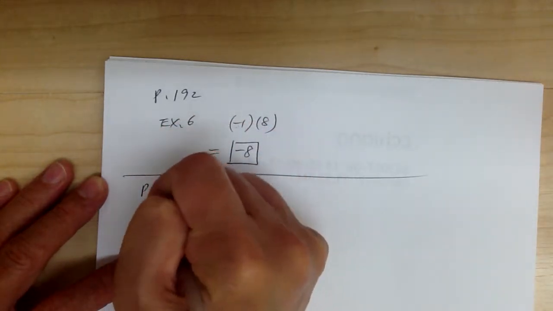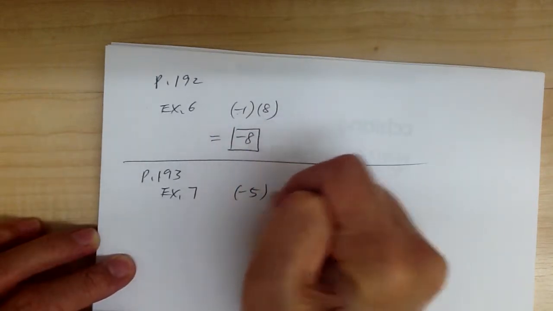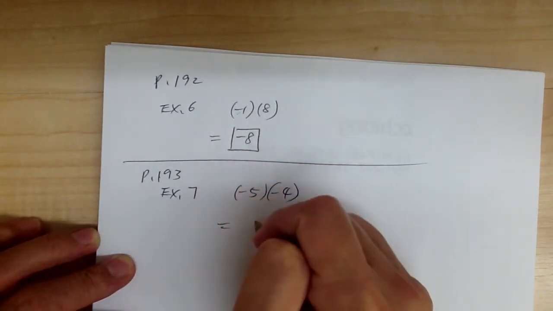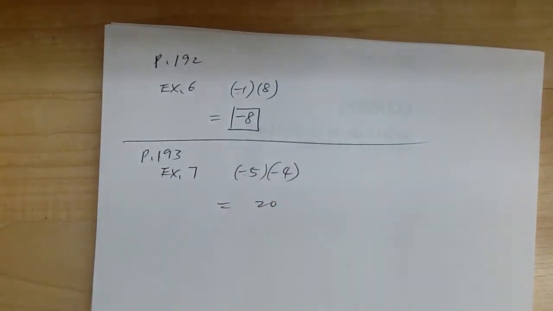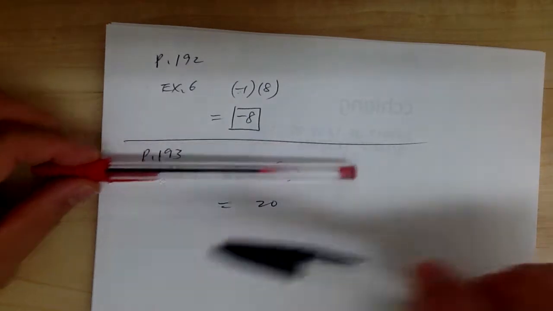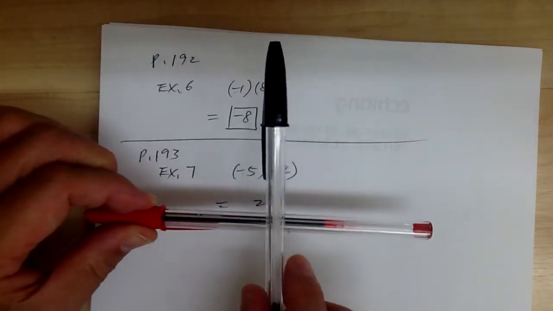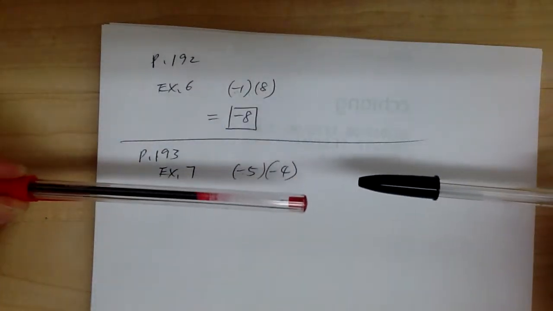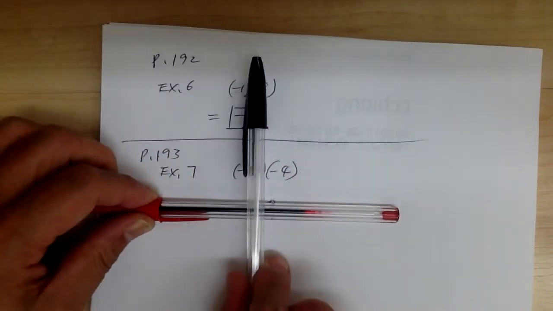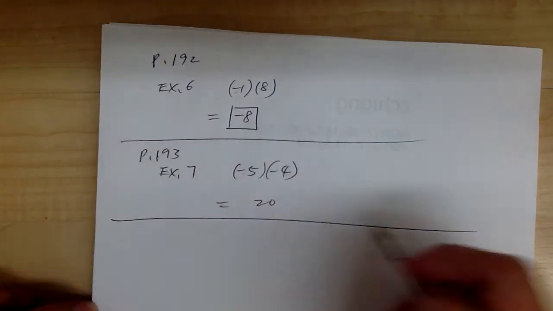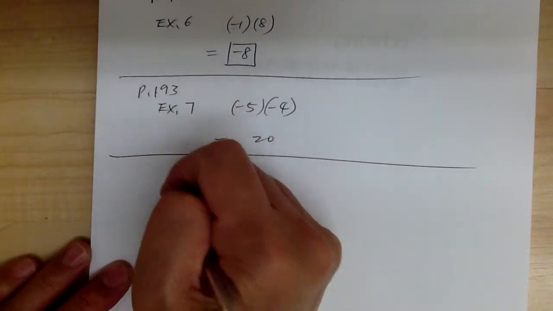On page 193, example 7, you have negative 5 times negative 4. So this will equal 20 because negative times negative will give you positive. Again, the way to think of it is, you have a negative and you got a negative, right? Two negatives become positive. So that's another way to remember. So a positive is made out of two negatives. Again, you got negative, negative, you can make it into a plus.